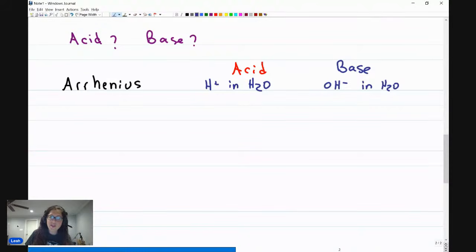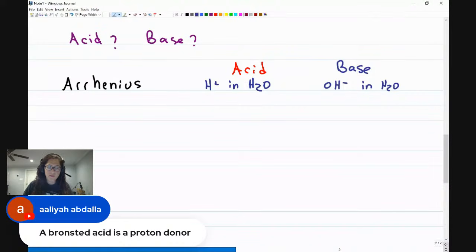Well, starting with the Arrhenius definition, an acid is something that gives you an H plus in H2O, meaning it dissociates in water to give you that H plus. And a base is something that dissociates in water to give you an OH minus. But then I see a Bronsted acid is a proton donor. Okay, so what happens if we don't have water as the solution?